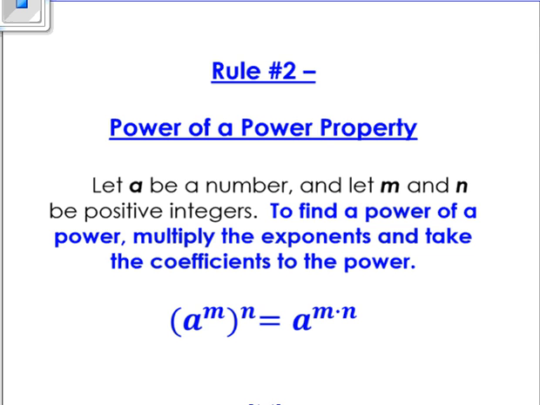The next rule that you're going to learn is the power to a power property. So that's taking something that's already been taken to a power to another power. So to find a power of a power, what you do is you multiply the exponents and take the coefficients to the power. So make sure you write all this blue stuff down in your notes.